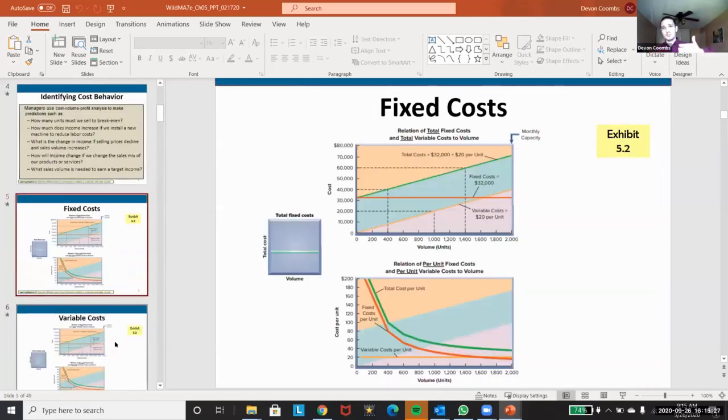Big picture, it gets a little more complex, where we have these brackets where fixed costs and variable costs stay constant, and then we have accelerated curves when we might need to get a second lease for a certain amount of production.